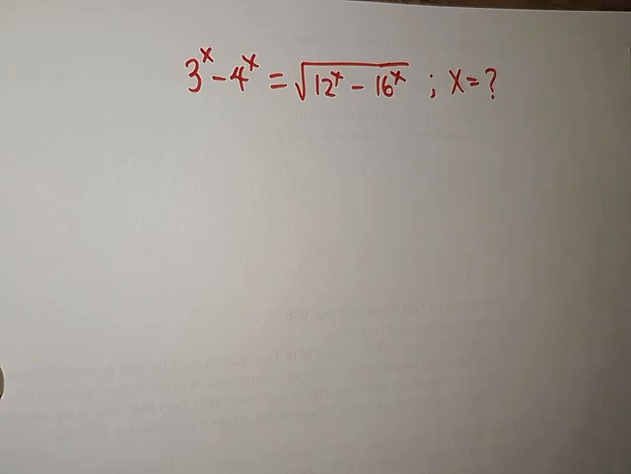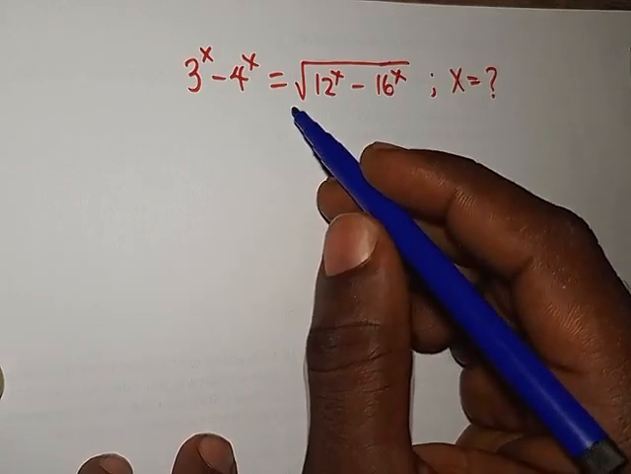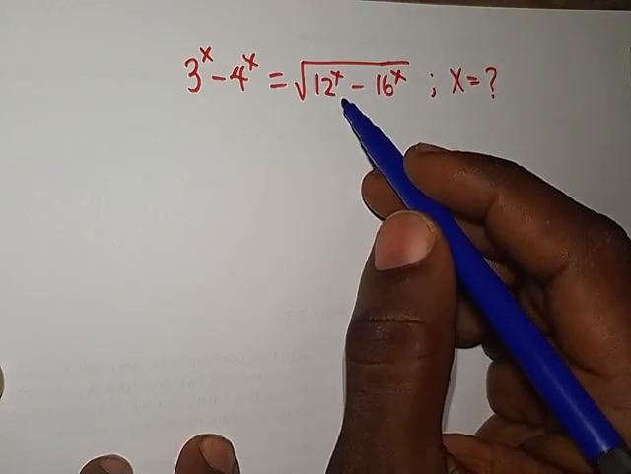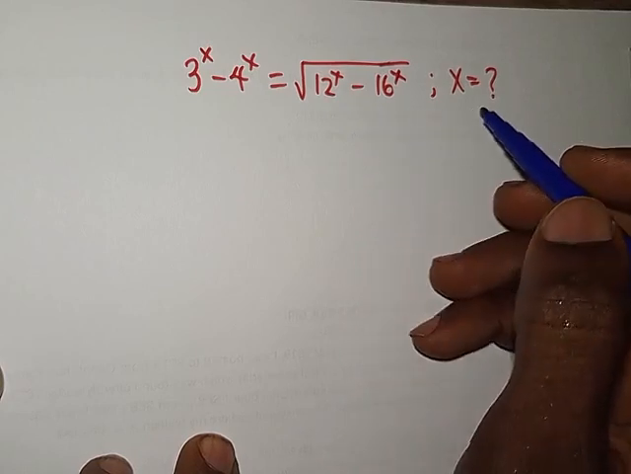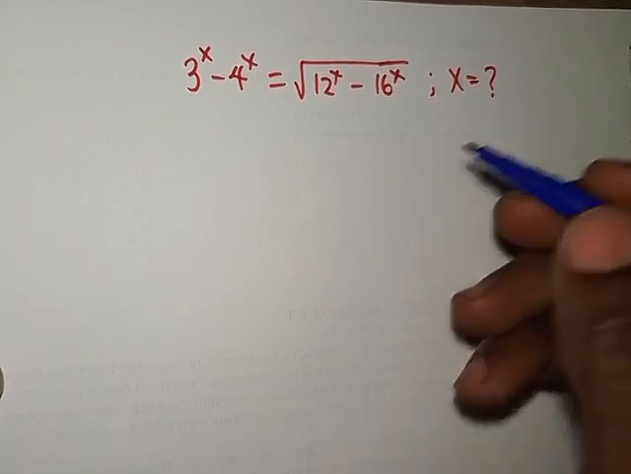Alright, in today's tutorial we are going to solve this beautiful equation here. We are given 3 to the power x minus 4 to the power x equals root of 12 to the power x minus 16 to the power x. Then what will be the value of x? So now we're going to have this.